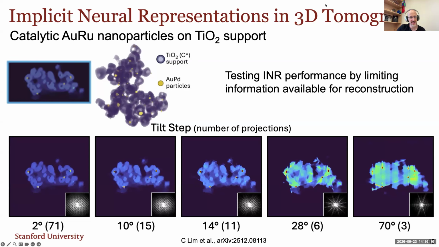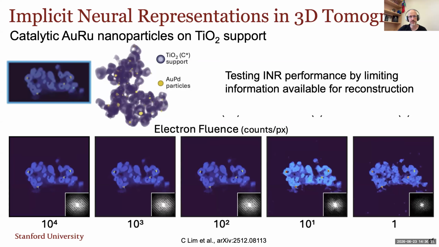Same thing for number of projections. After the fact, we definitely learned we did not need 71 projections using the INR. We can get away with 15 or maybe even 11 projections. However, if you drop down to 6 or 3 projections, then the quality is too low to make the measurements that we want to on the sample morphology.